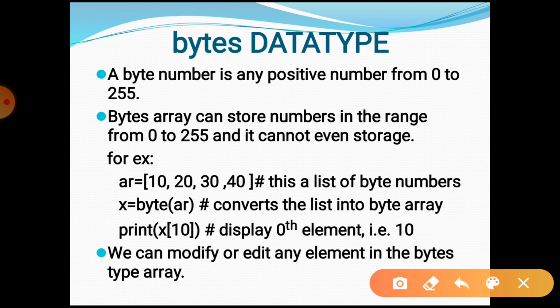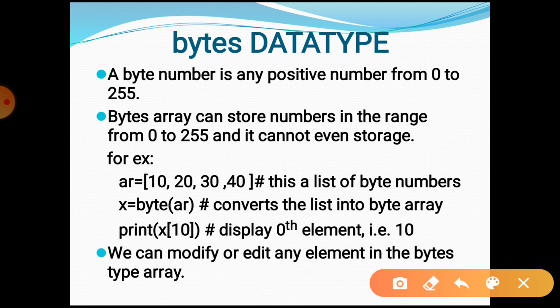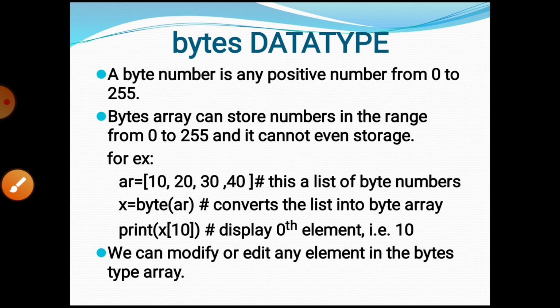So print x, x option, so it will display the 10th position value. Suppose you want to display the 0th position value, so you just pass 0 here and it will display 10. So we cannot modify or edit any element in the byte type of array.